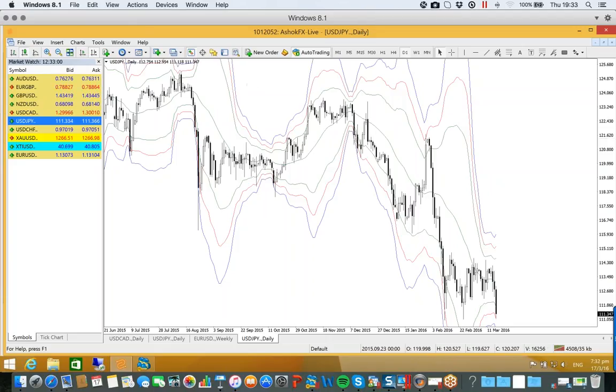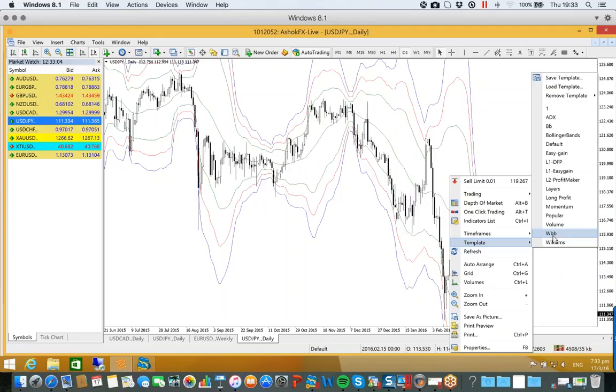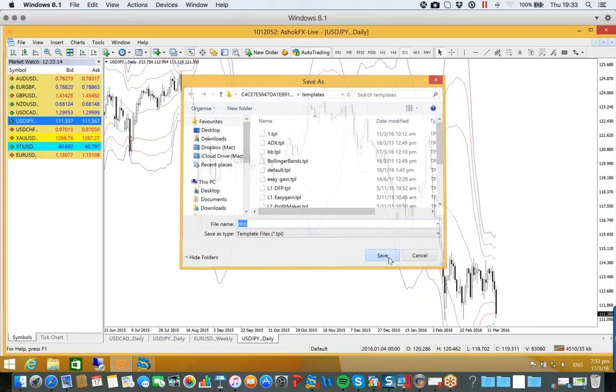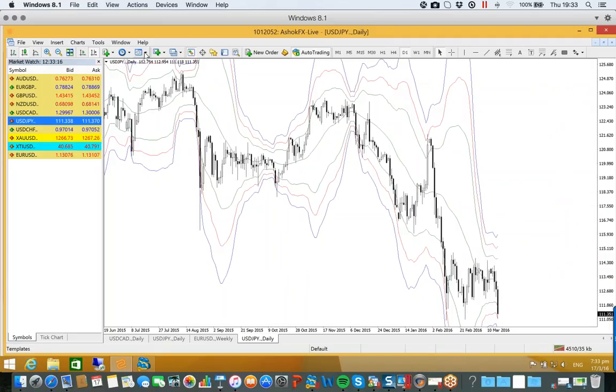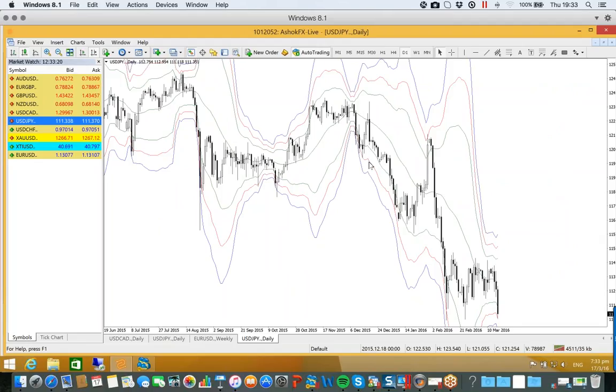And then you can put the daily chart and you can save this as a daily chart template. So you can save template, and you can put there DBB, that means daily Bollinger Band. And if I want daily Bollinger Band, I just need to go here and I get daily Bollinger Band. There you go. That's how you can do it. So that way you can save all the charts: weekly, daily, monthly.